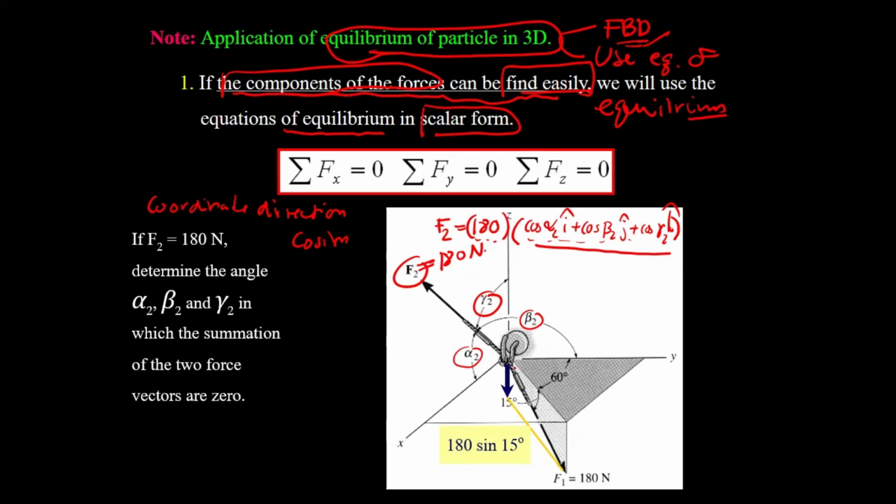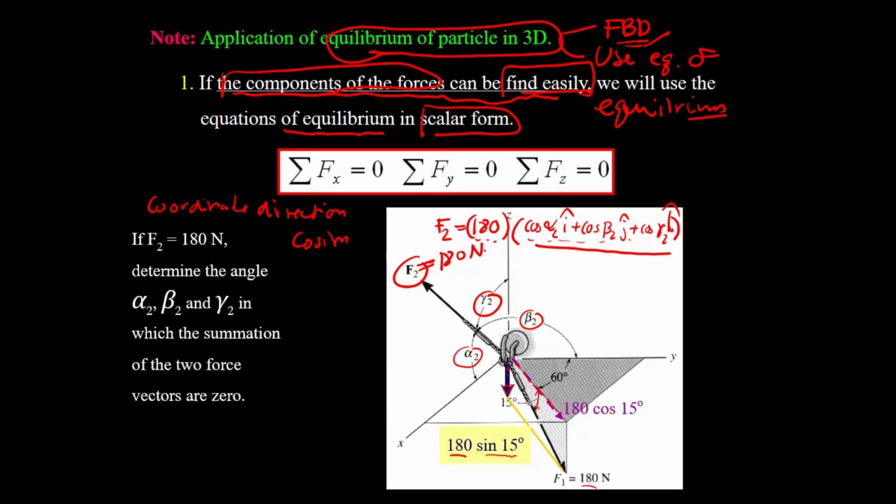For another one, the force vector F1, we can put it in components. We project it in this direction. The angle here is 60. This is going to be 180 sine 15 degrees. We project it in this z direction, and for this one you can determine the projection also: 180 cosine 15. This angle here is 15 degrees, projected downward, so this one will be 180 sine 15, and this one is going to be 180 cosine 15 degrees.